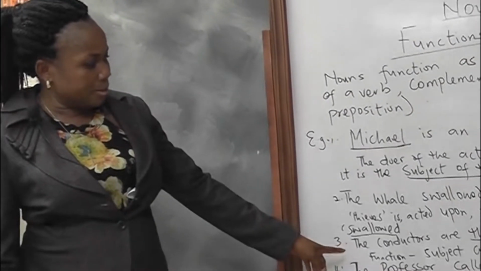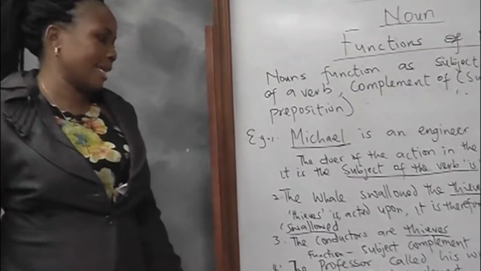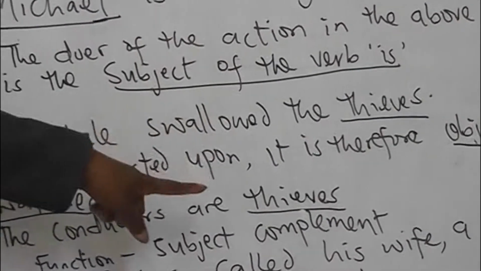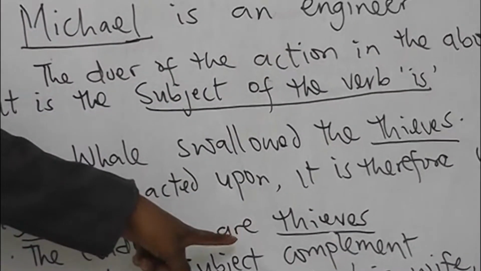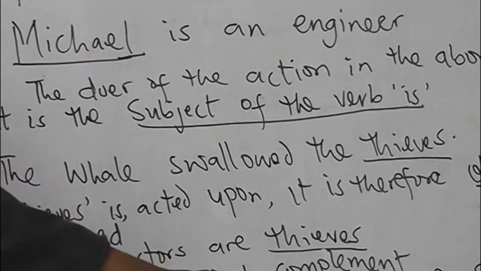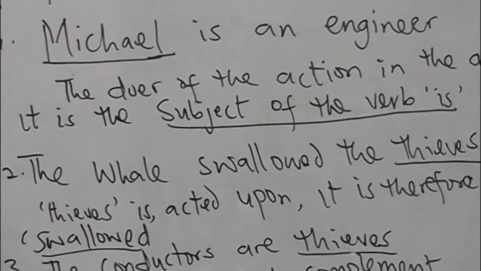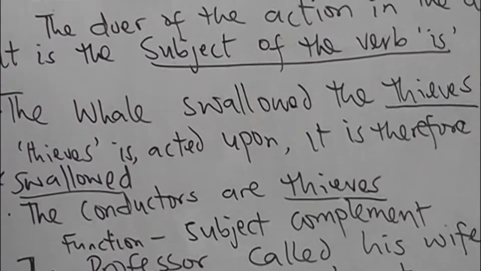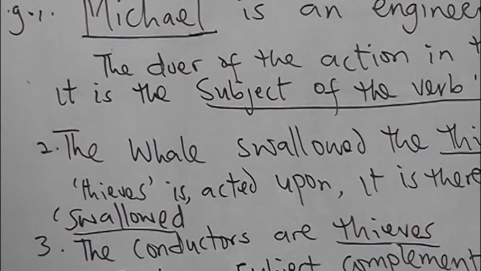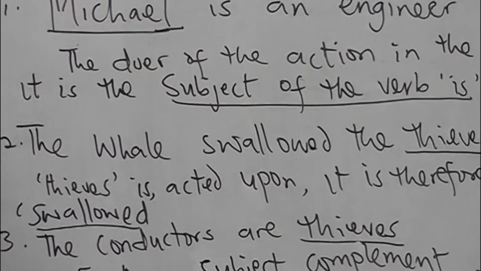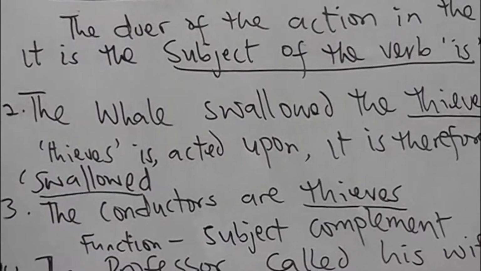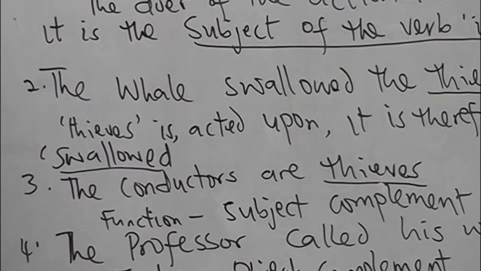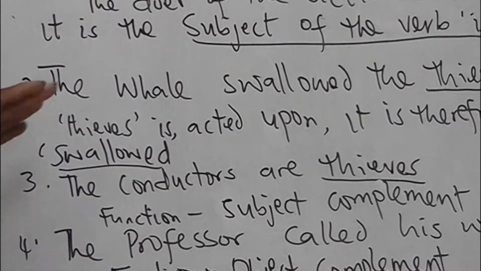Then we have another one. The conductors are thieves. I didn't explain that, but I remember I explained this. The conductors are thieves. Look at the use of thieves. I used thieves here as objects, but here it is not an object. We do not have any object here. These are be verbs that only describe. Be verbs only describe. We have eight of them: is, are, was, were, be, being, been, and am. All those ones, when they come before a noun, they usually take complements. Be verbs do not take objects. They only take complements.